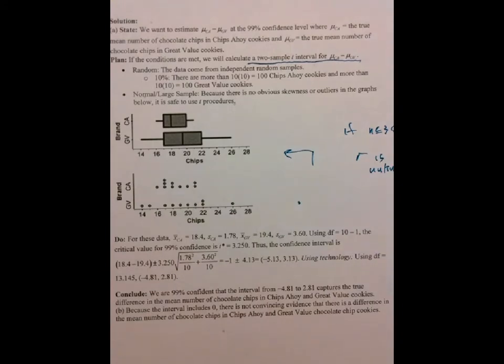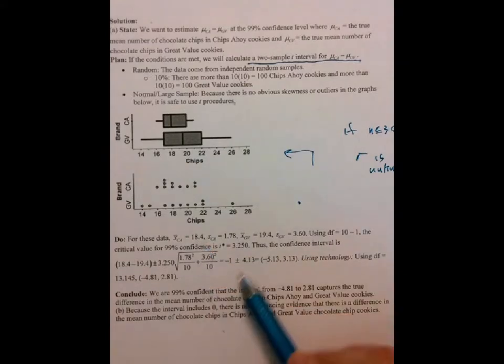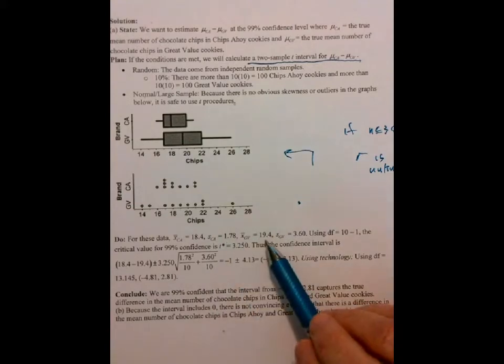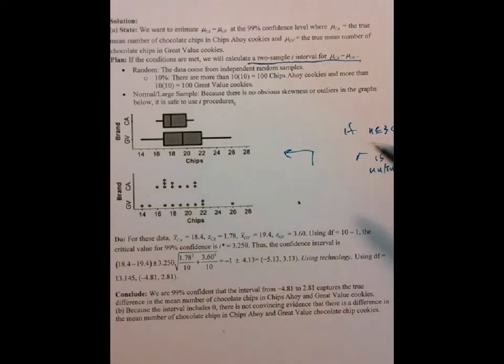Do for these data: x bar Chips Ahoy was 18.4, standard deviation is 1.78, x bar Great Value is 19.4, standard deviation of the sample was 3.60. How did we know that? We plunked them into our calculator and used 1-Var Stats. Okay? That's how we did it. Now, they both had a sample size of 10, and so the degrees of freedom for both of them were the same, equal to 9. So degrees of freedom is equal to 9, as you see. Okay?